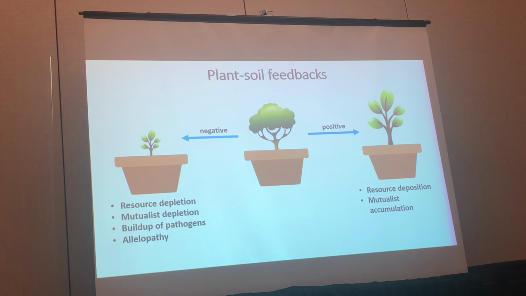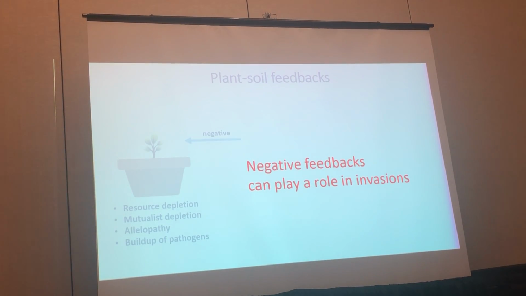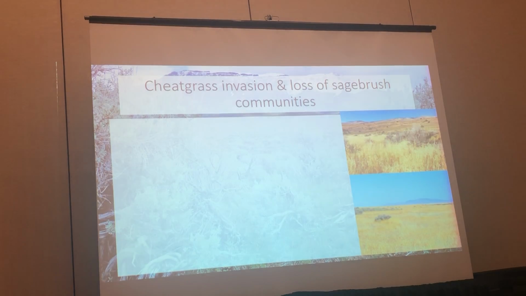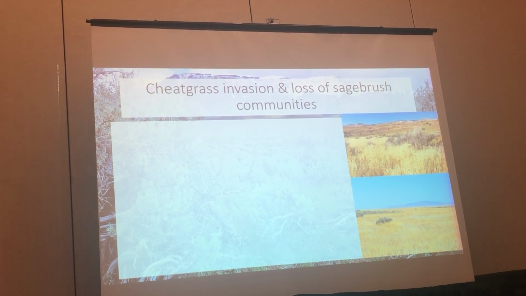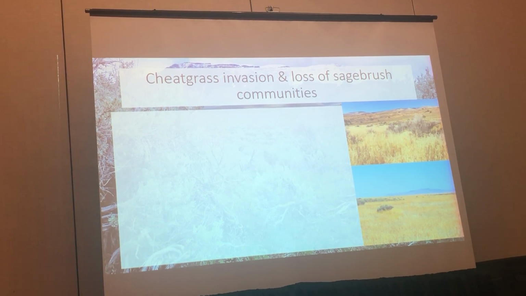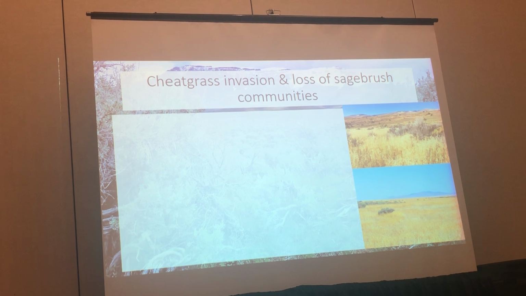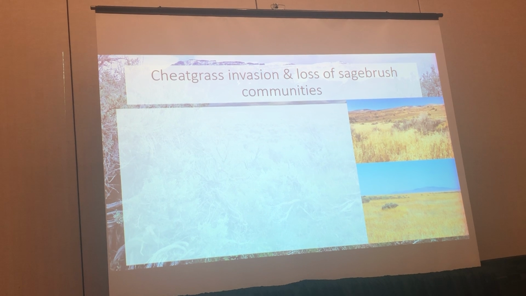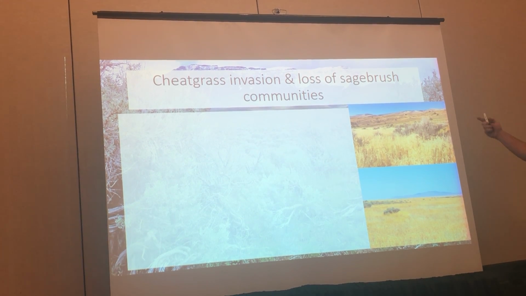In my system, negative feedbacks can play a role in invasions, and that's what we were following up with this study. We were working with cheatgrass. Cheatgrass came into the West in the 1880s, and over the course of the next half a century came to really dominate a lot of areas in the West, especially what used to be sagebrush dominated areas. So you can see various states of sagebrush losing to cheatgrass.